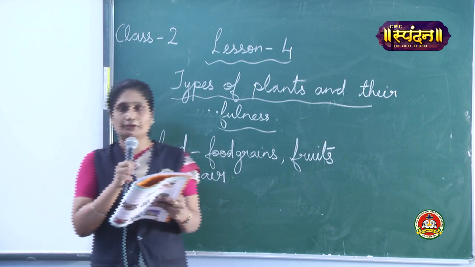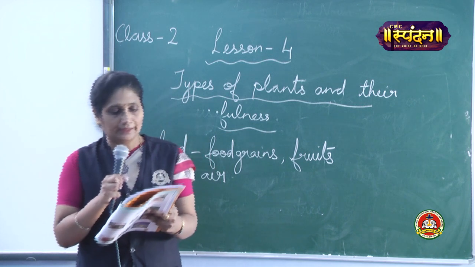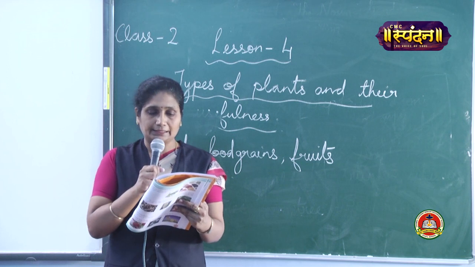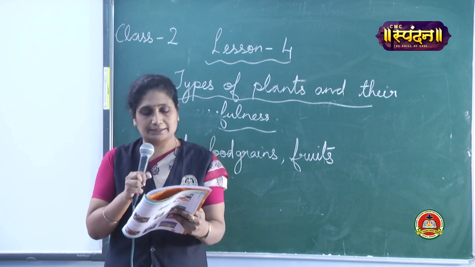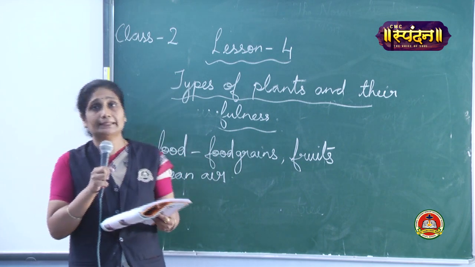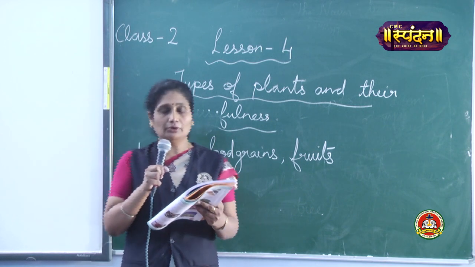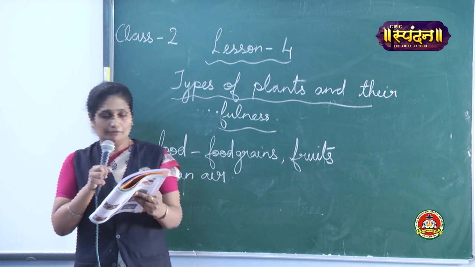Okay, children? All of you have understood? Okay. Now the next one. Brinjal, ladyfinger, and tomato are fruits of plants. Tomato, brinjal, what are these? These are the fruits of plants. So we also use them for food.